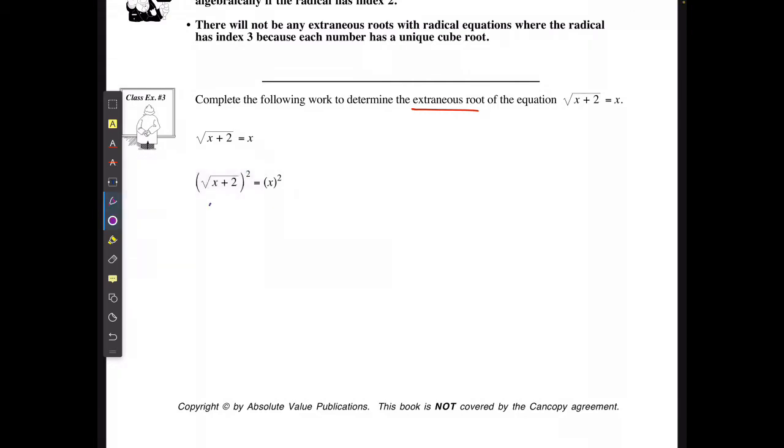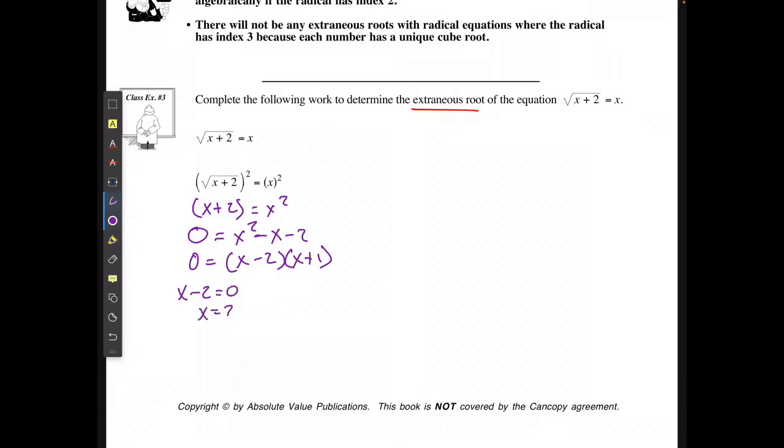So then I'm going to get x plus 2 is equal to x squared. Well, I'm going to move everything to the right side of the equation, because I like x squared positive, and I'm going to subtract x from both sides. I'm going to subtract 2 from both sides, which means that 0 is going to equal, well, the only way I can get this is x minus 2 and x plus 1 when I factor it. If x minus 2 is equal to 0, x is equal to 2. If x plus 1 is equal to 0, x is equal to negative 1.